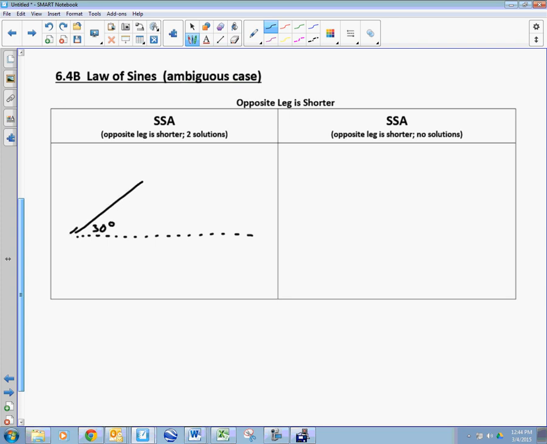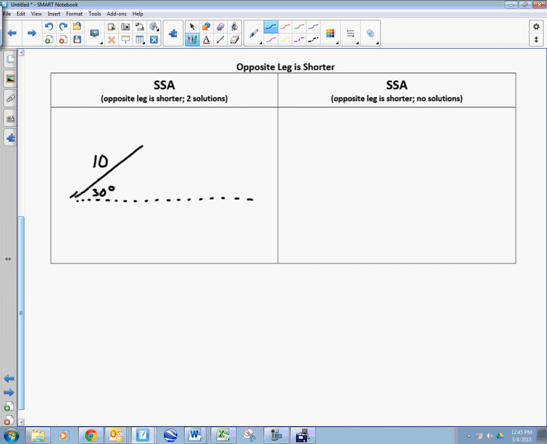Say we have a 30-degree angle, okay? And I'm going to make a side of 10. This first part is by far, again, the most important part for you to focus on. Suppose I have a leg opposite the angle that's shorter than the other leg. What would be a length shorter than 10? 5. That might be too short. We'll get to why that occurs. I'm just going to choose 8.